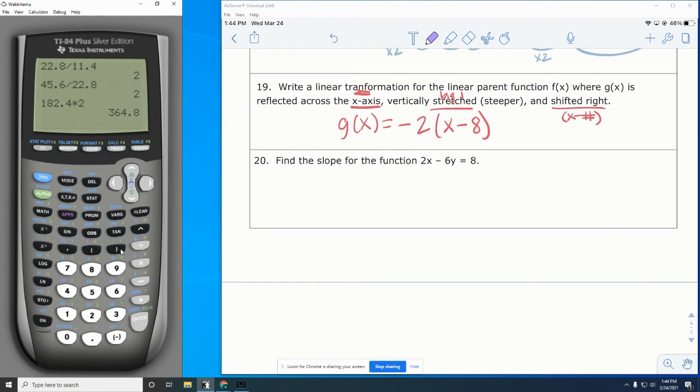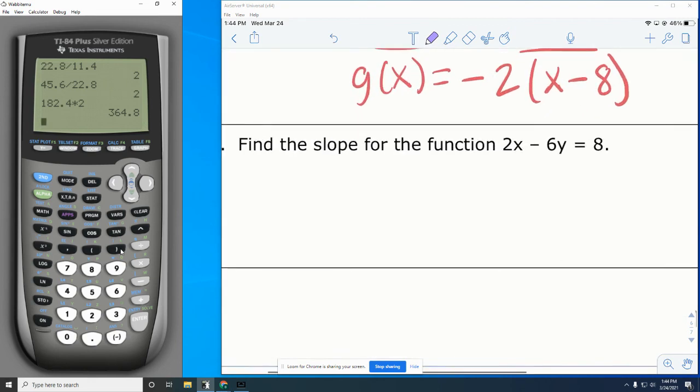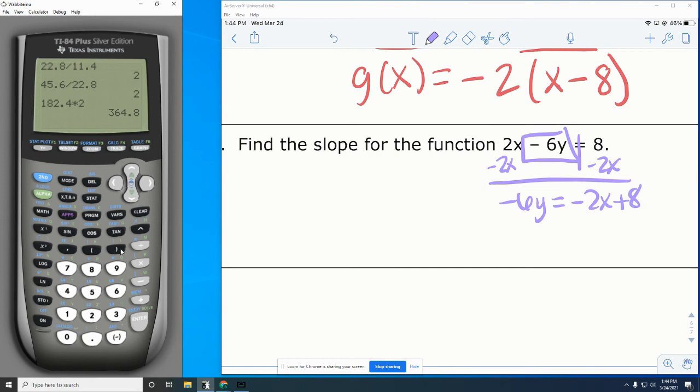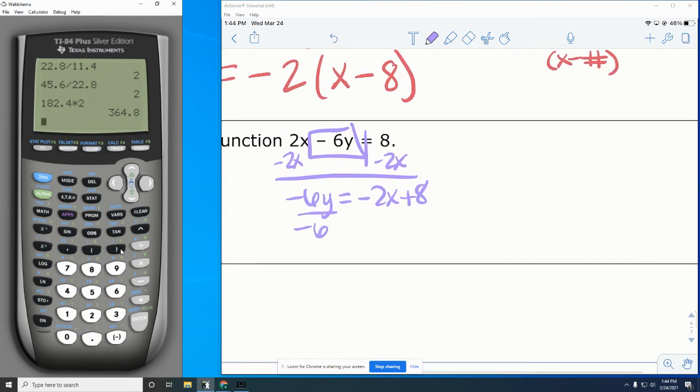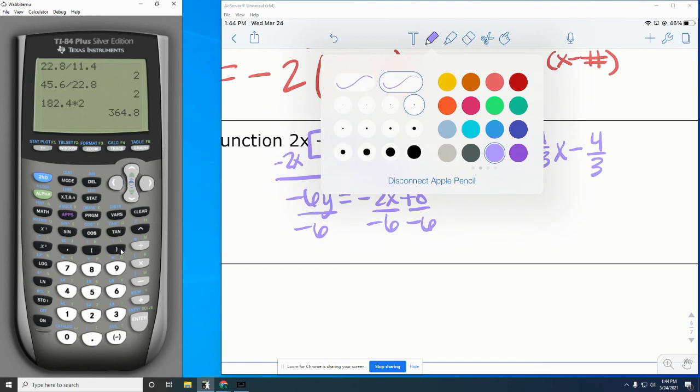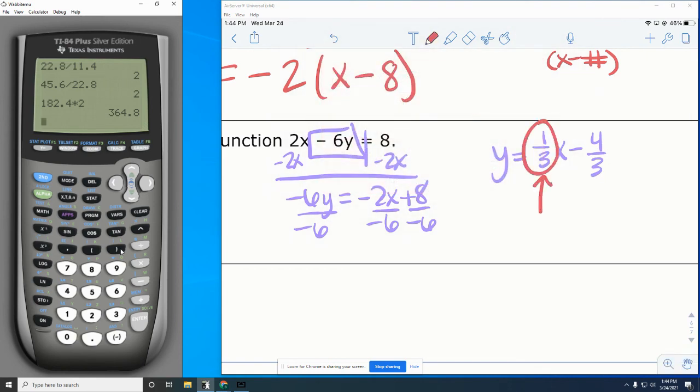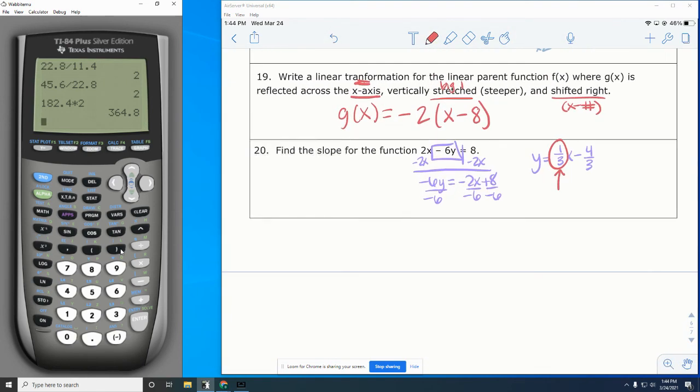And then number 20, find the slope for the function. So in order to find the slope, I need y by itself. So I move x to the other side. And then divide everything by negative 6. So I get 1/3 x minus 4/3. And then they specifically asked about the slope. So that is the number in front of x. But you cannot identify the slope until you have solved for y completely.